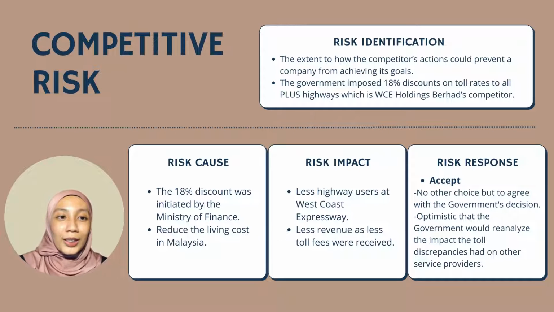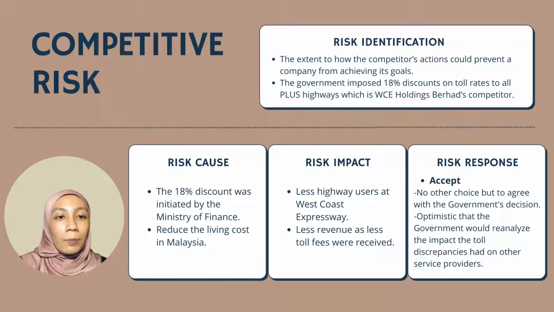Moving on, the second risk is competitive risk, which is the extent to which the competitors' actions could prevent a company from achieving its goals. On 1st February 2020, the government imposed 18% discounts on toll rates to all PLUS highways, which are WCE Holdings Berhad's competitor. The discount was initiated by the Ministry of Finance as an effort to reduce living costs in Malaysia, which would benefit approximately 1.8 million highway users.